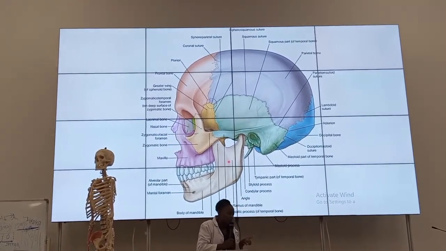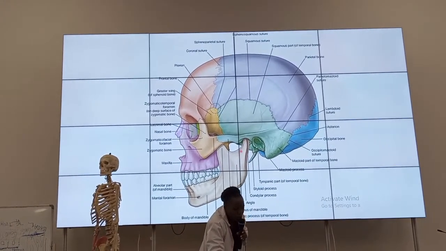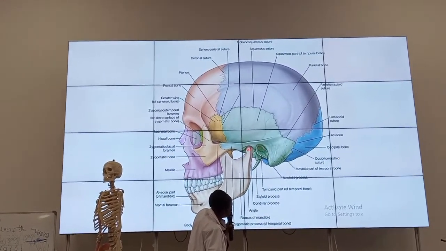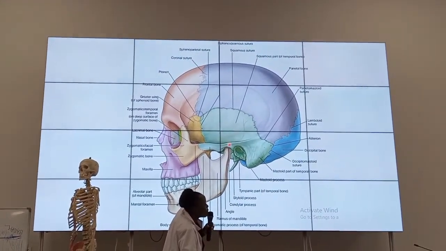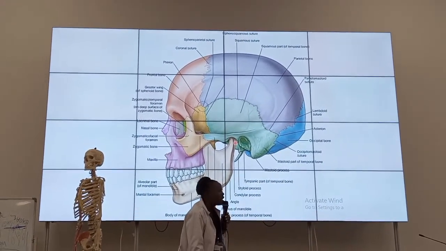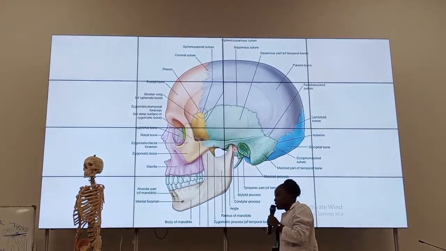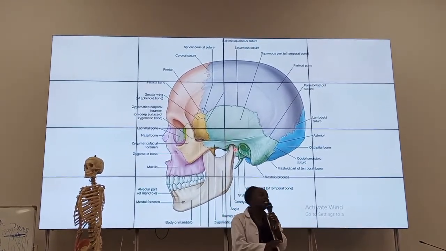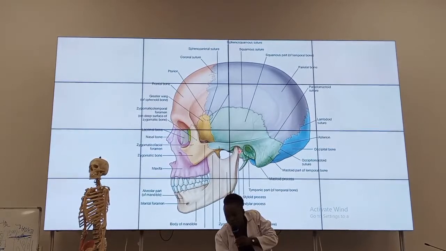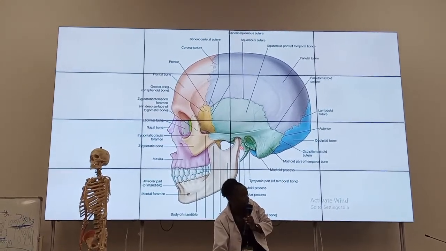Are you following me? When you look at the ramus of the mandible, you realize that this ramus terminates in a portion that is going to articulate with the temporal bone, forming a joint at this point called the temporomandibular joint. When you come into the school of medicine, we'll be abbreviating this joint. We'll just be saying the TMJ. So when they say TMJ, don't be lost. At least Dr. Pema has told you that it is the temporomandibular joint. Is that clear?